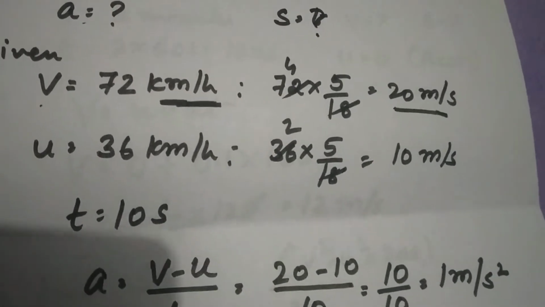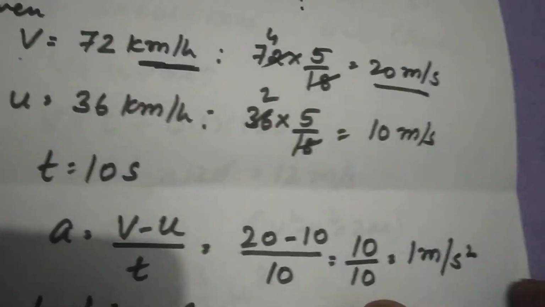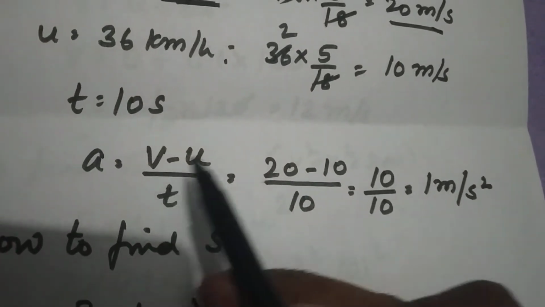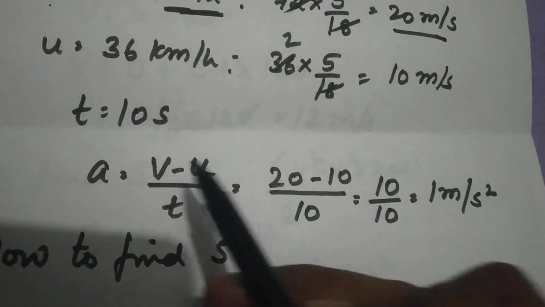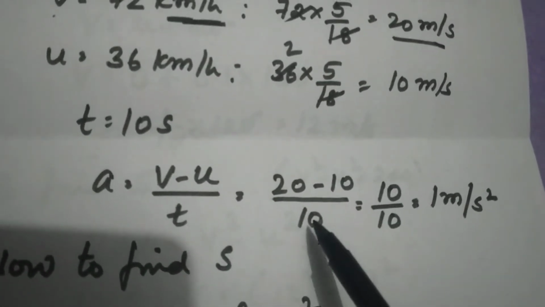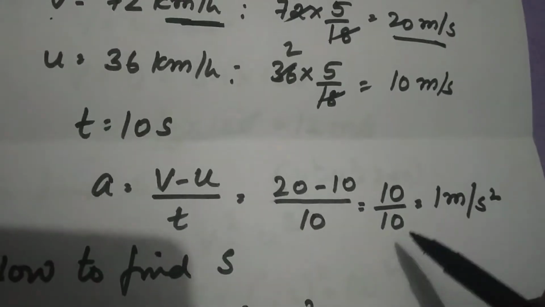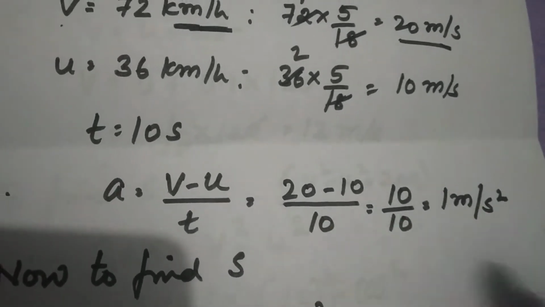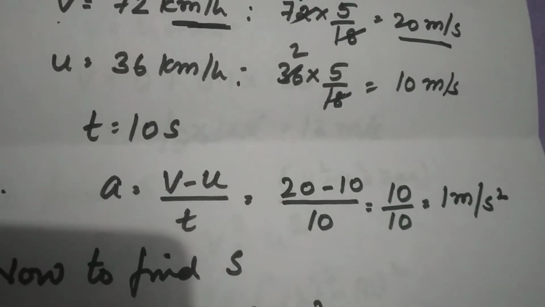Now we have to put the values in the formula of acceleration, and everybody knows the formula of acceleration: v minus u by t. Put the v value 20 here, u 10 here, upon time given 10. So 10 upon 10 becomes 1 meter per second square. So now you have got the value of acceleration.